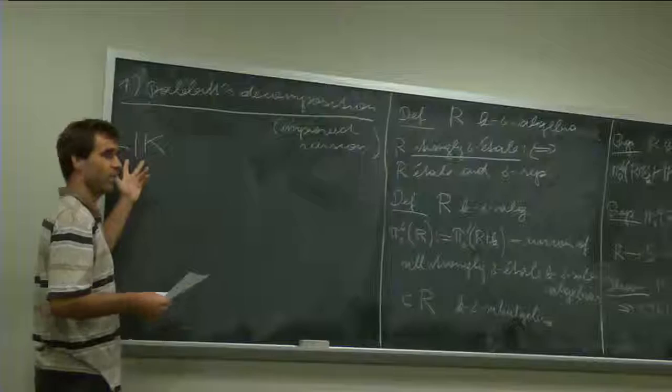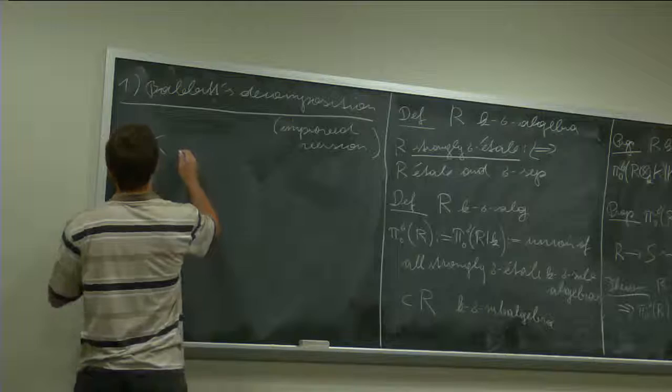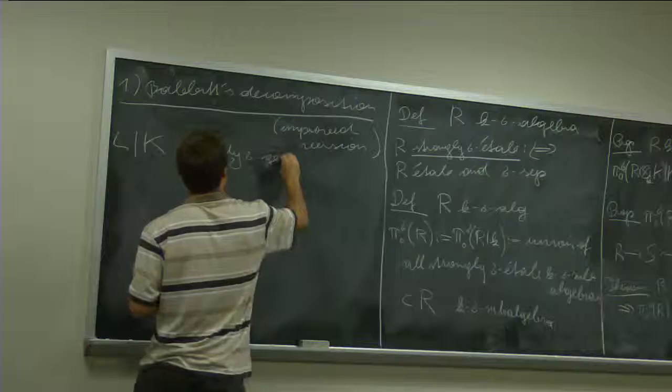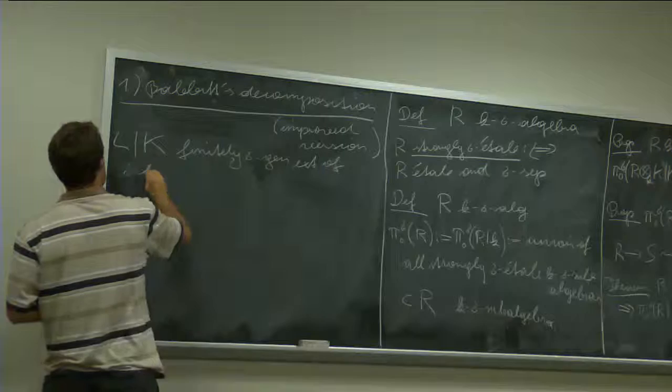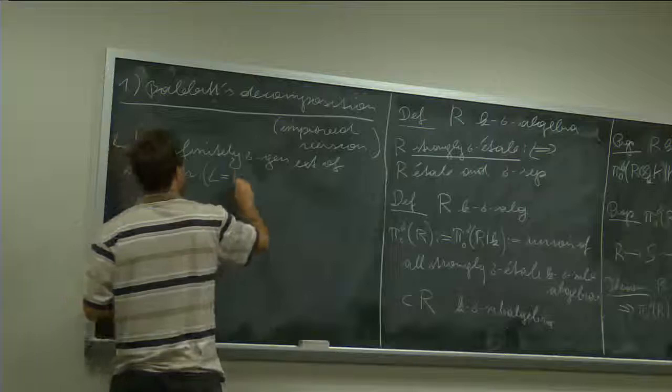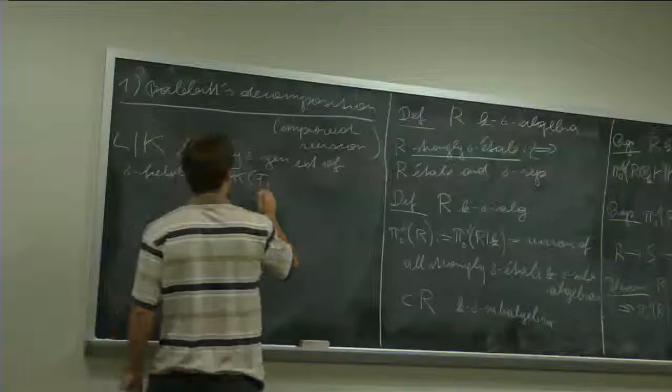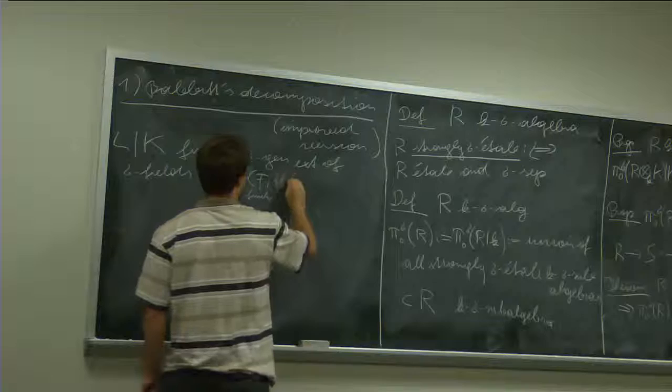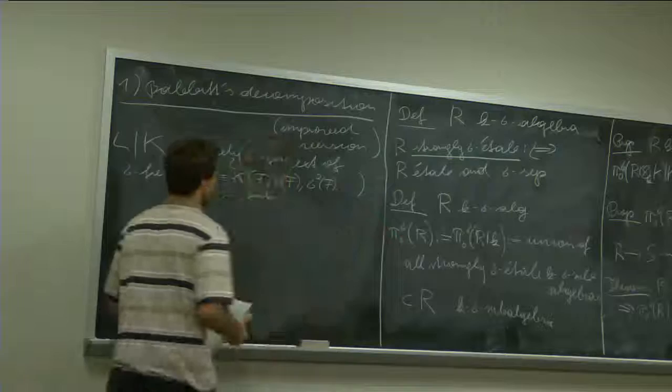So we assume that L over K is a finitely sigma generated extension of sigma fields. Finitely sigma generated means that you can write L as a field generated by some finite set, but the generation is in the sense of difference algebra, so you can add all the images under sigma for the generation.